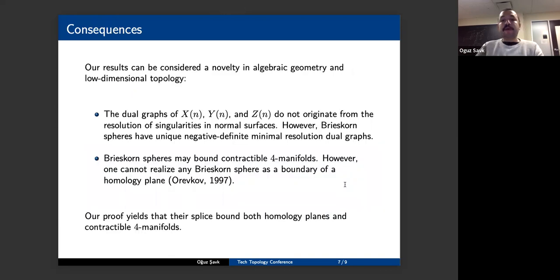Our results are interesting in both algebraic geometry and low-dimensional topology because, first of all, our homology planes cannot originate from the links of singularities. But Brieskorn spheres always have minimal resolution dual graphs. Since the 1980s, we know that Brieskorn spheres may bound Mazur manifolds or contractible four-manifolds. However, we cannot realize them as the boundaries of homology planes due to Orevkov. But our result says that their surgeries may bound both these complex surfaces and four-manifolds.